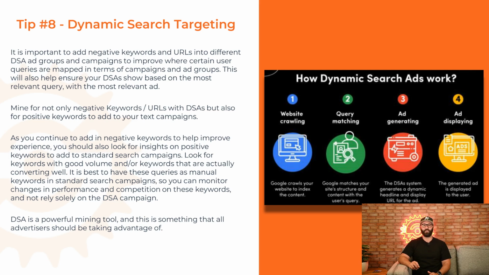When looking at the search terms in dynamic search, it is important to look for not only negative keywords and URLs, but also for positive keywords to add into your standard search campaigns and exclude from dynamic. This way, dynamic is used effectively as a research tool for mining and uncovering potential high-value keywords that may have been missed from our manually targeted standard search campaigns.